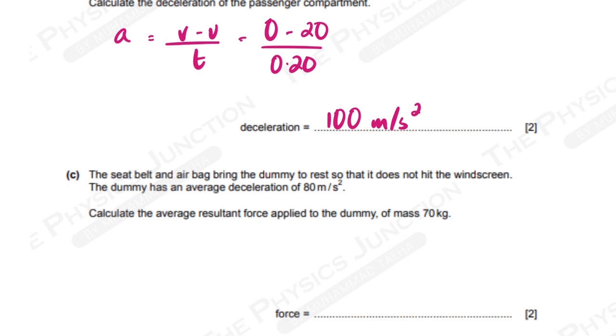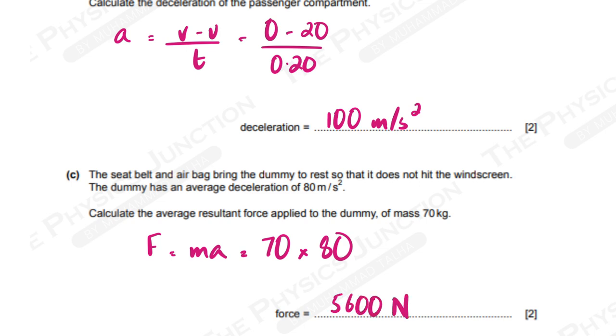The seat belt and airbag bring the dummy to rest so that it does not hit the windscreen. The dummy has an average deceleration of 80 meters per second square. Calculate the average resultant force applied to the dummy. Very easy, F equals ma. Mass of the dummy was 70. Acceleration, or the deceleration in this case, is 80. So this is going to be 5600 newtons as the resultant force.